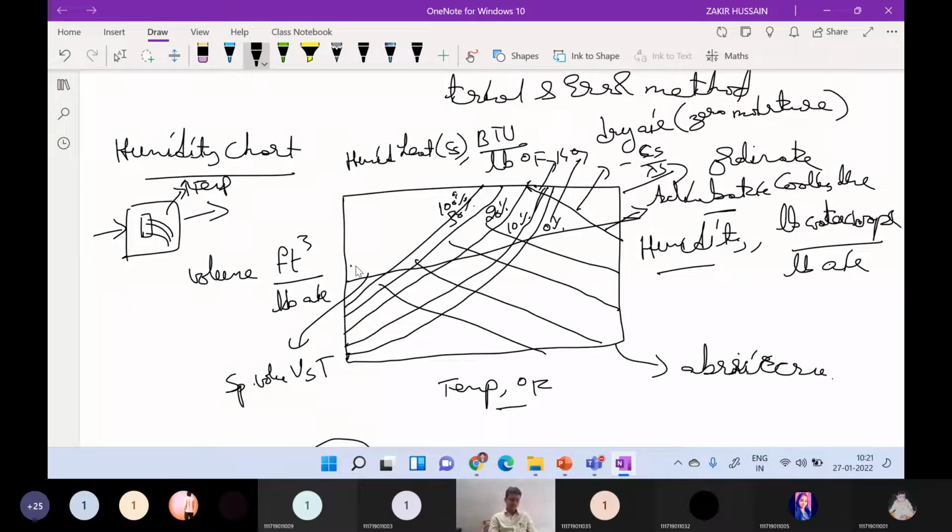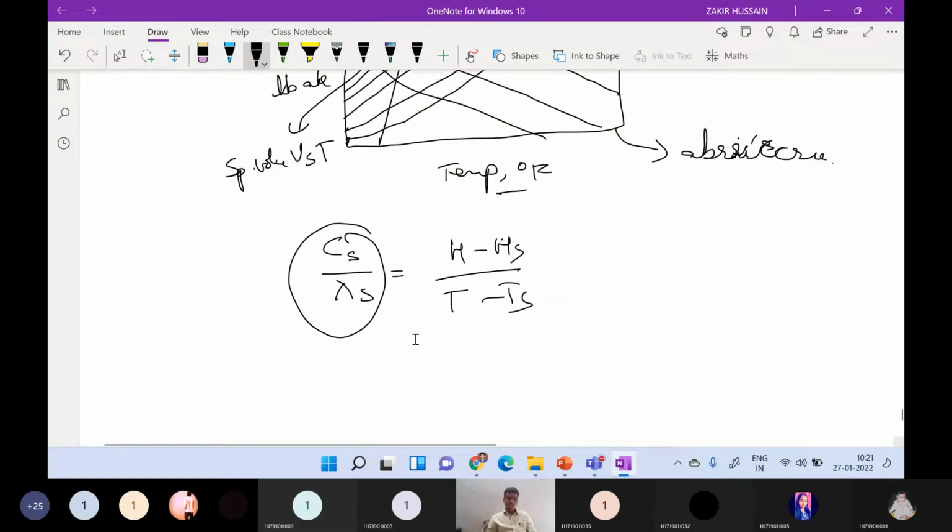And next is the line which is your saturated volume versus temperature. And then the last line will be there, that is humid heat versus your humidity. This is Cs, that is Cs versus temperature. So these are the various lines which will be there in the humidity chart. This will be drawn based on the various conditions.